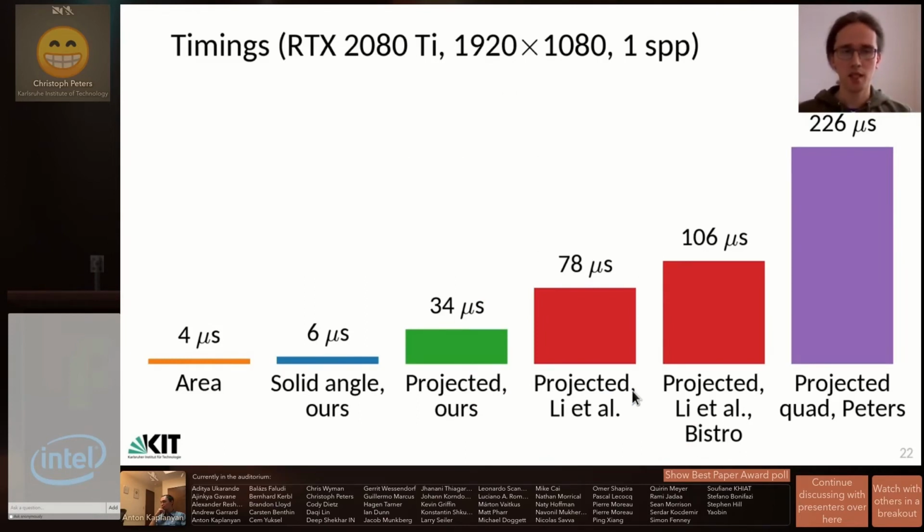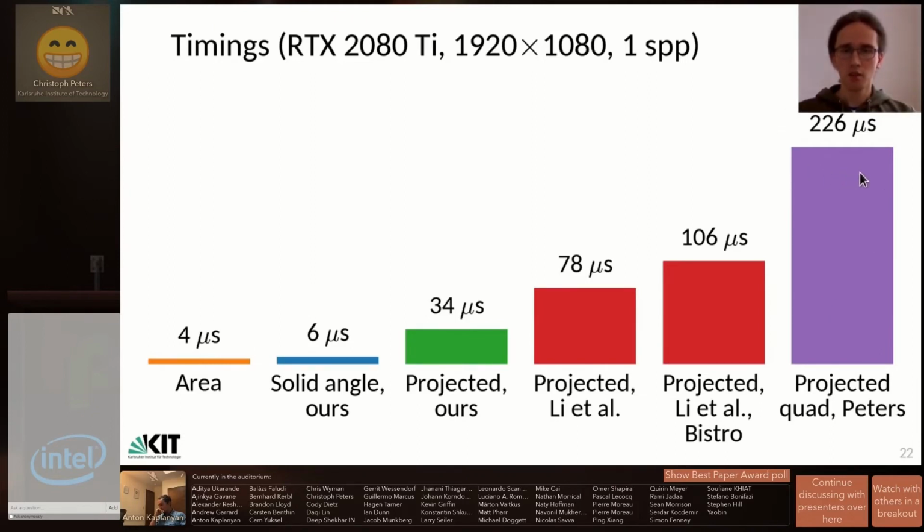Finally, let's look at some timings, since I promised you that my method would be faster than the one of Lee and colleagues. And indeed, it is. So here we're computing 1 sample per pixel at full HD resolution. And taking all of these samples for all the pixels with my method takes only 34 microseconds. So that's really not a lot. Lee's method is more than twice as expensive, and it's also somewhat scene dependent, so it can be more than that on other scenes.